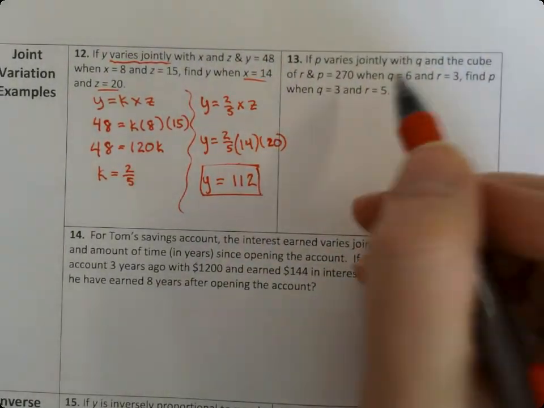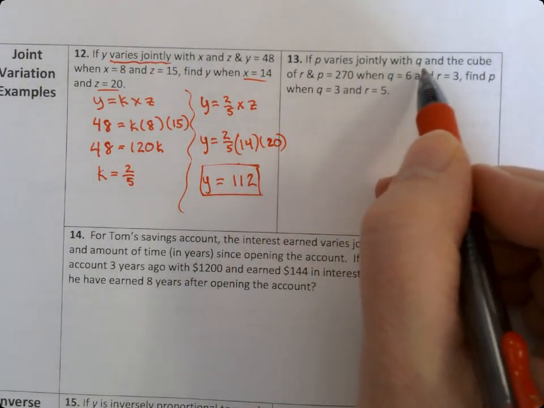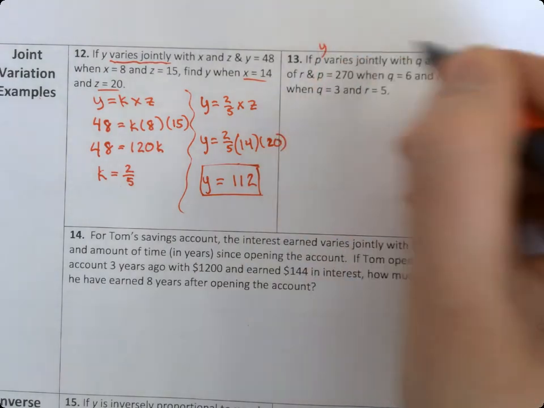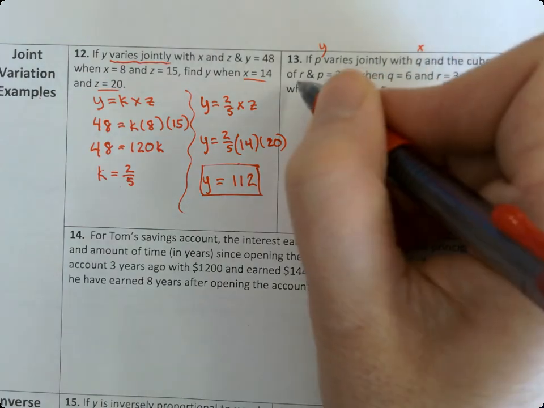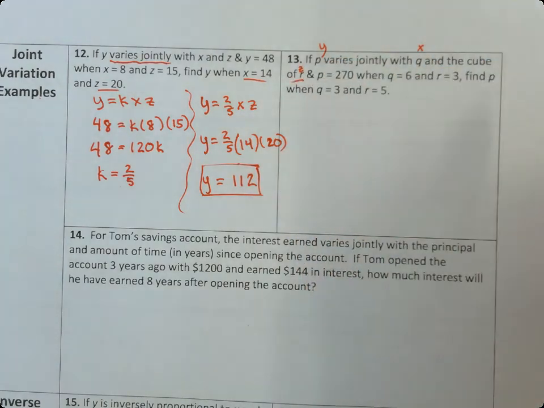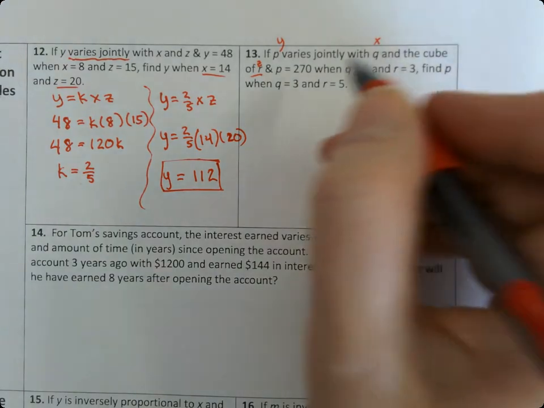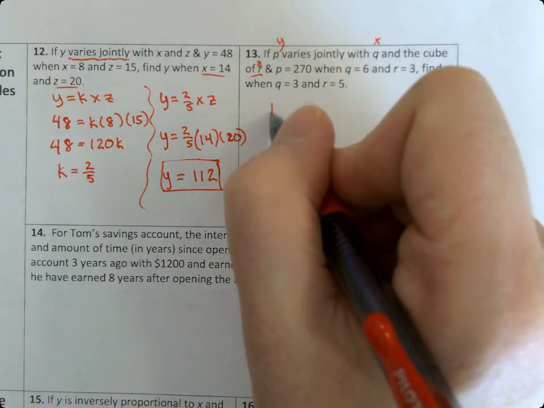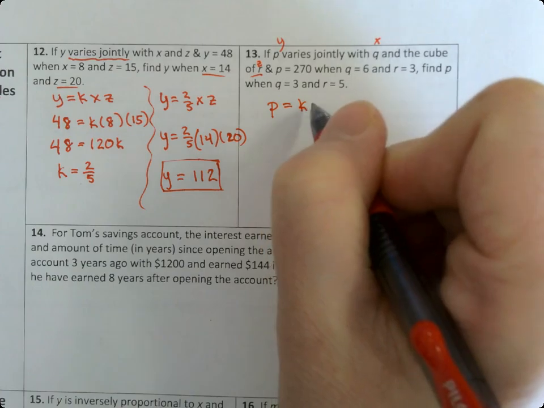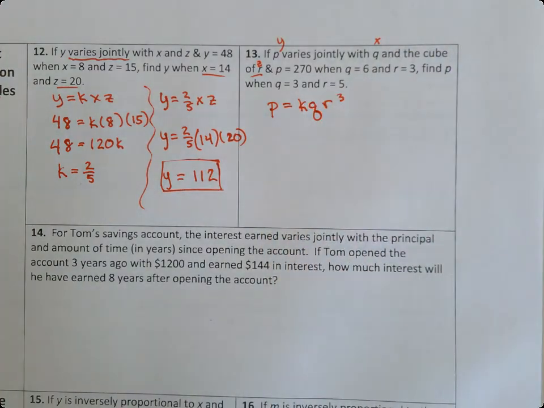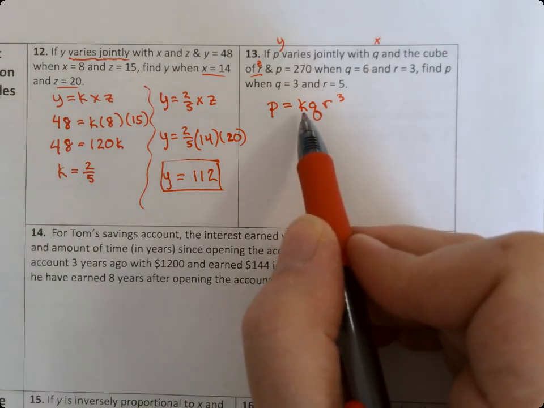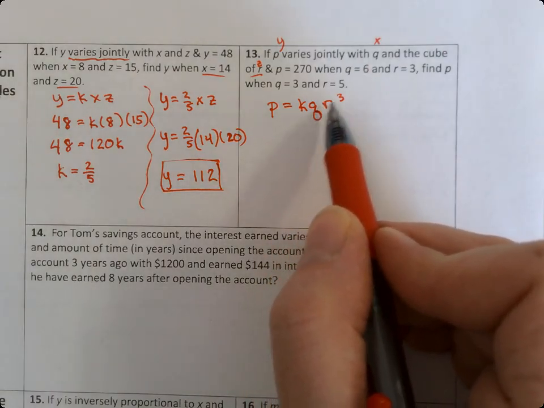Okay. P varies jointly with Q. So P is like your Y, and Q is like your X, and it's the cube of R. So R is like your Z. So pay attention to this one. When I go to write this equation, P equals K times Q times R to the third. And we don't want to miss that power. So do you see how I can tweak this? It's not just X, Y, Z. It would have been K, X, and Z to the third.